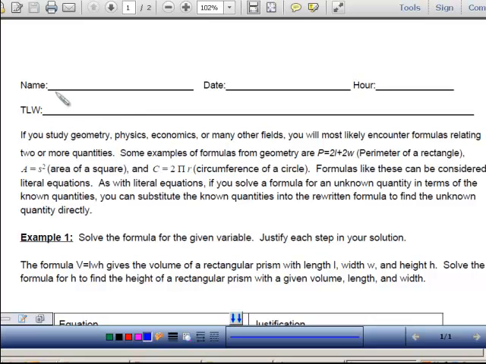Hello everybody. Today we're going to be talking about how we're going to be able to use literal equations in our everyday life. The majority of the time what you see with literal equations is actual formulas that we use in everyday life. And so what we take is we take that knowledge of literal equations and transform them into solving specific formulas. So the first part on your note sheet is the TLW.